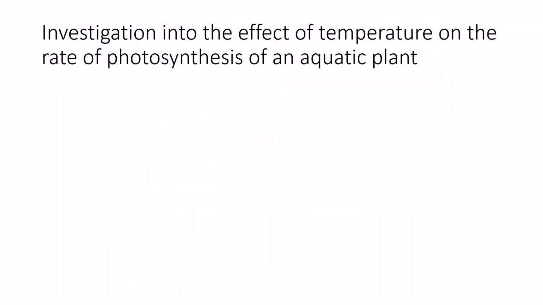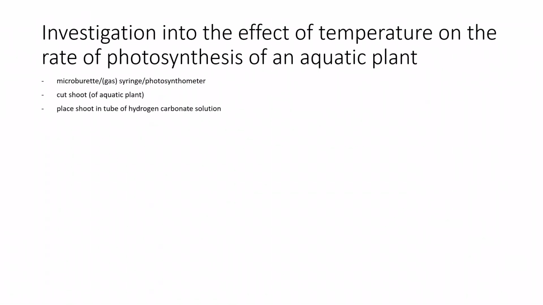To investigate the effect of temperature on the rate of photosynthesis of an aquatic plant, you should use a microburette. First, cut the shoot of the aquatic plant and place the shoot in a tube of hydrogen carbonate solution to provide carbon dioxide. Choose 4 different temperatures to carry out the experiment. For example, 20, 25, 30, and 35 degrees Celsius.